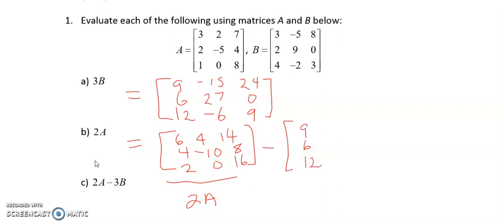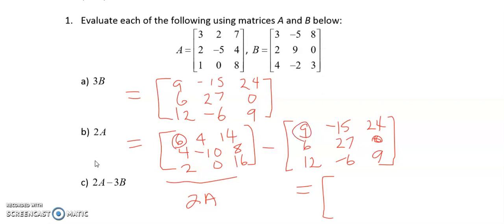6, 12. Negative 15, 27, negative 6, and 24, 0, and 9. So if you wanted to, you could even subtract these with your calculator, but it's pretty straightforward. What you're going to have now is 6, this element right here, subtract this element right there is 9. So that's going to be negative 3, and you just continue with this. 4 subtract 6 is negative 2. And 2 subtract 12 is negative 10. There's your first column.